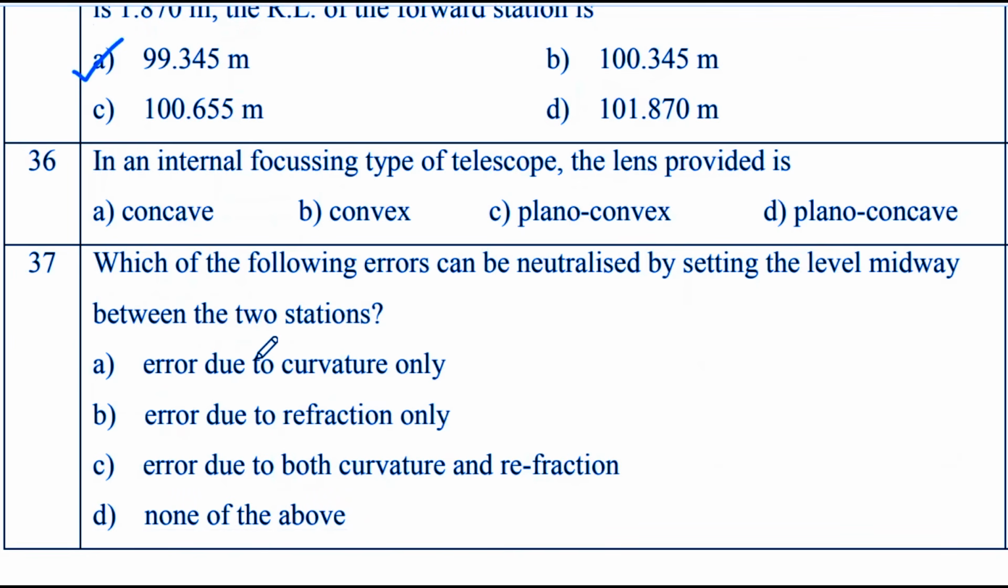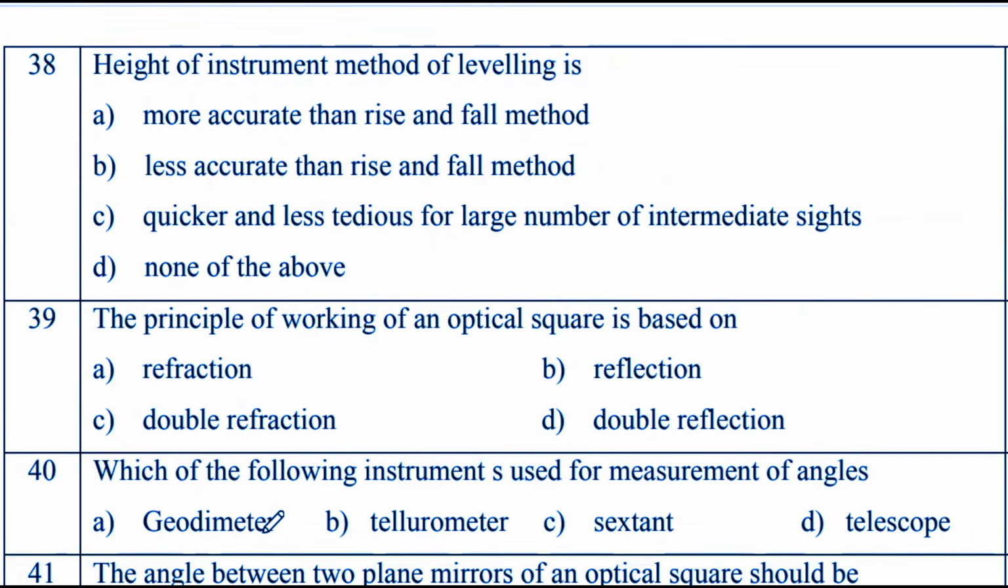In an internal focusing type of telescope, the lens provided is concave. Which of the following errors can be neutralized by setting the level midway between the two stations? Here, the error due to both curvature and refraction. From the given options, the height of instrument method of leveling is quicker and less tedious for a large number of intermediate sights.